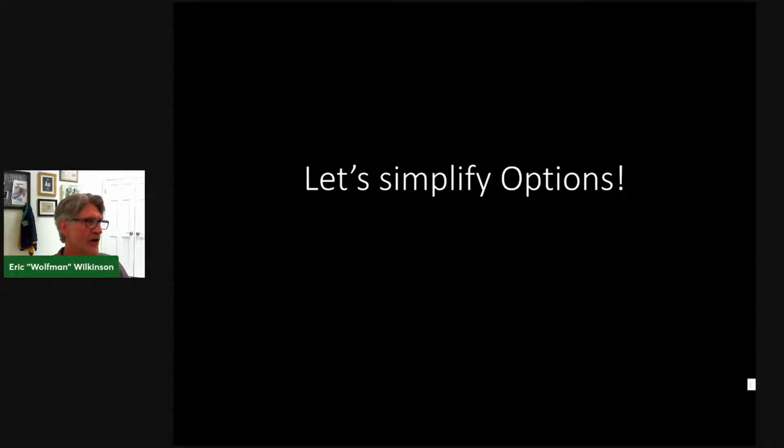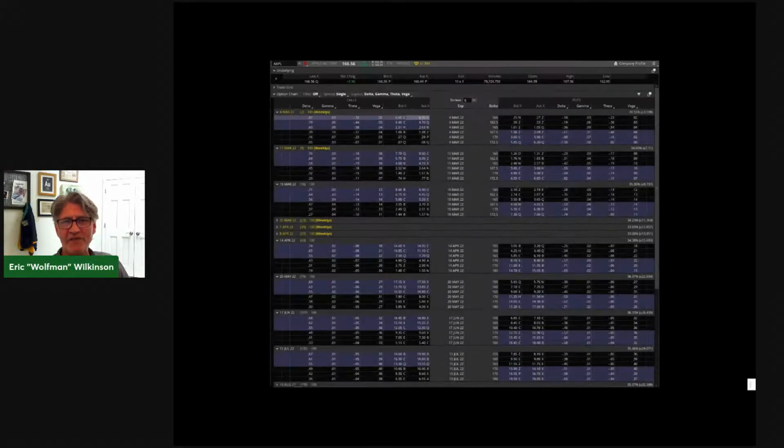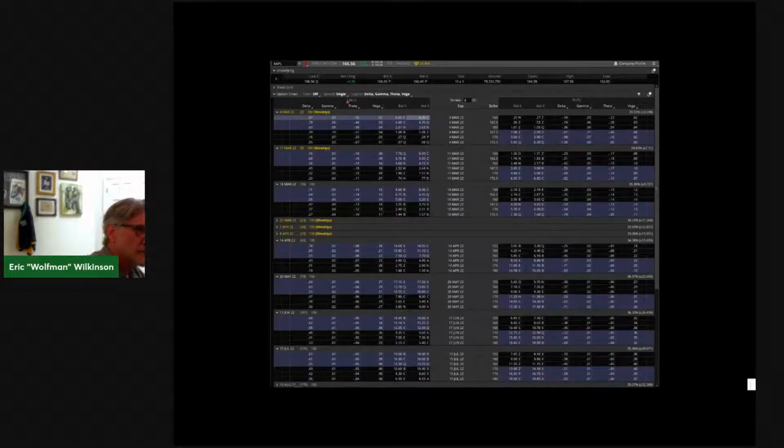All right, so let's simplify options. Yes, we are in this. Now it's starting to make a little more sense. No, probably not. I want to talk about a couple of things here real quick. So before we get drilling into this, for some of you folks that might have never traded options before, we'll make this simple. The calls and the puts.